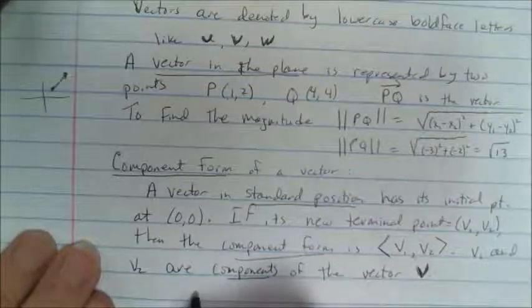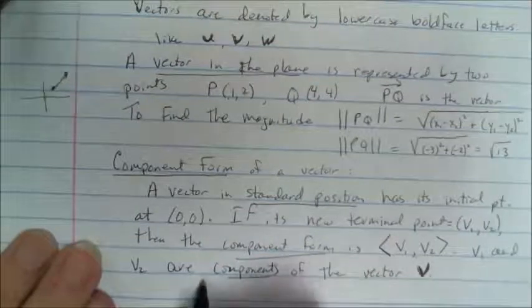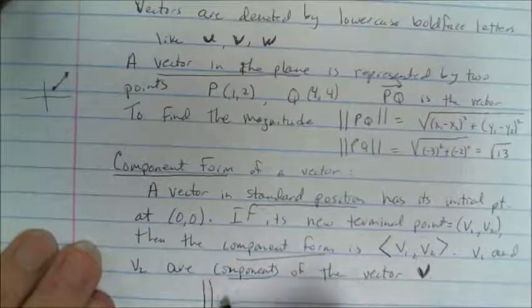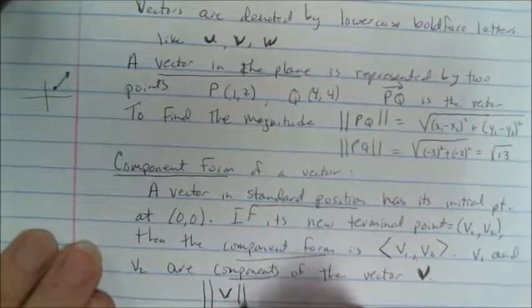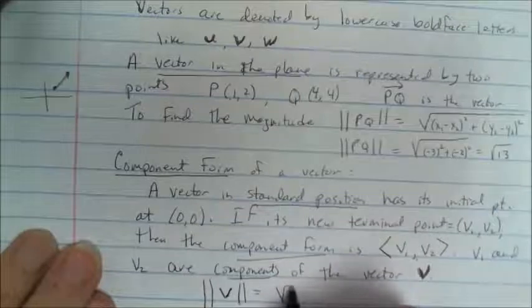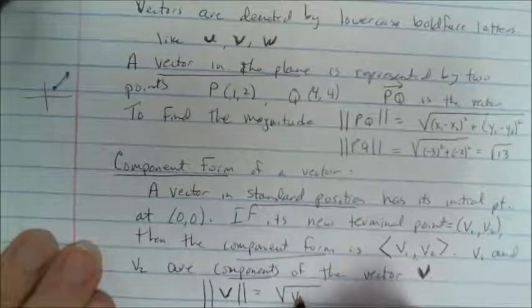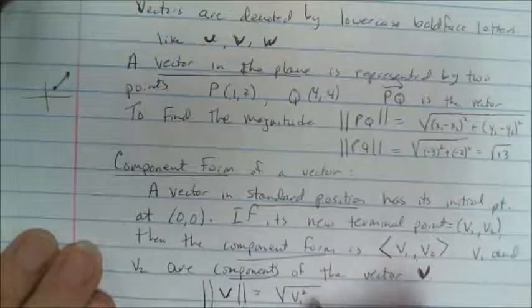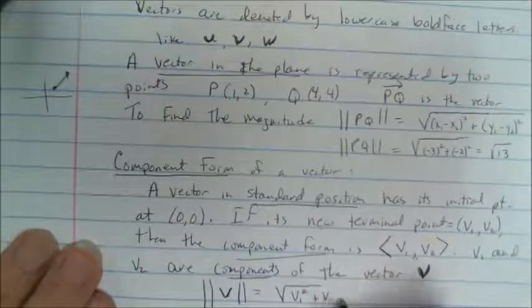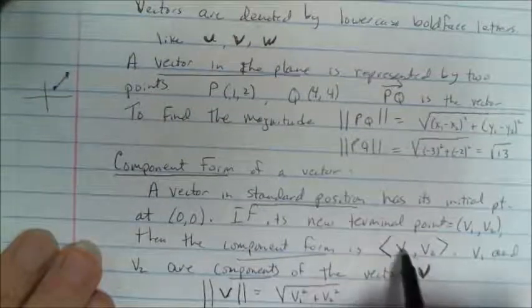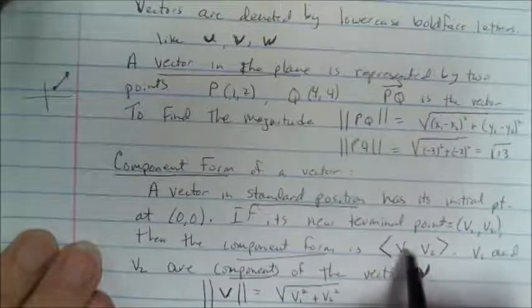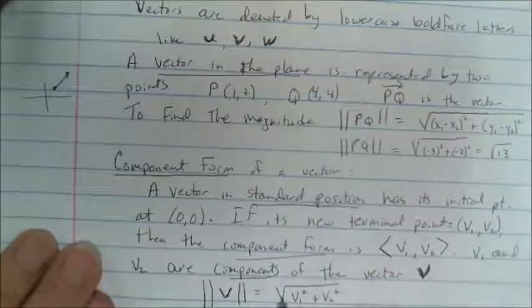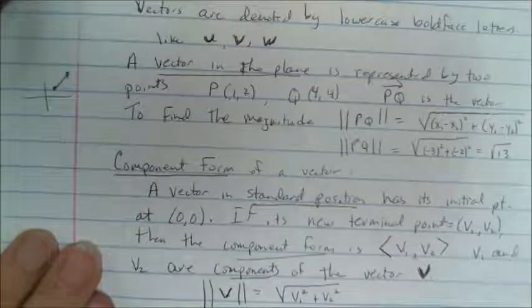All right, and now it's a lot easier to calculate the magnitude of this vector, because the magnitude of boldface v is just equal to the square root of v1 squared plus v2 squared, because if the initial point is 0, 0, it would just be v1 minus 0 squared plus v2 minus 0 squared, so you get that. So it's a little bit easier to find a magnitude if you get it in component form first.